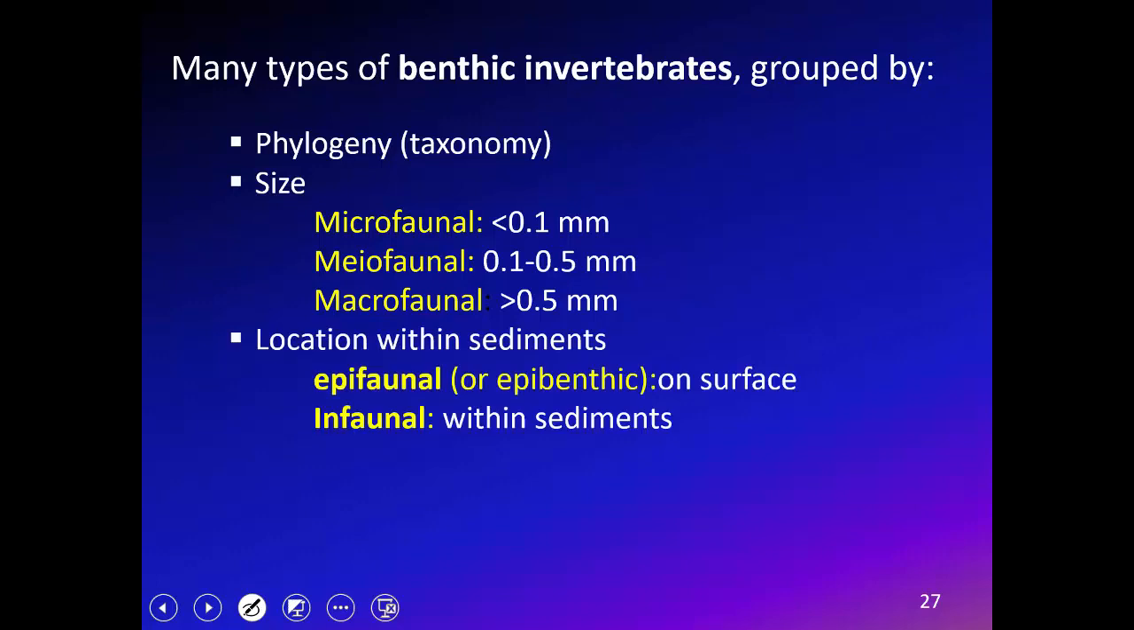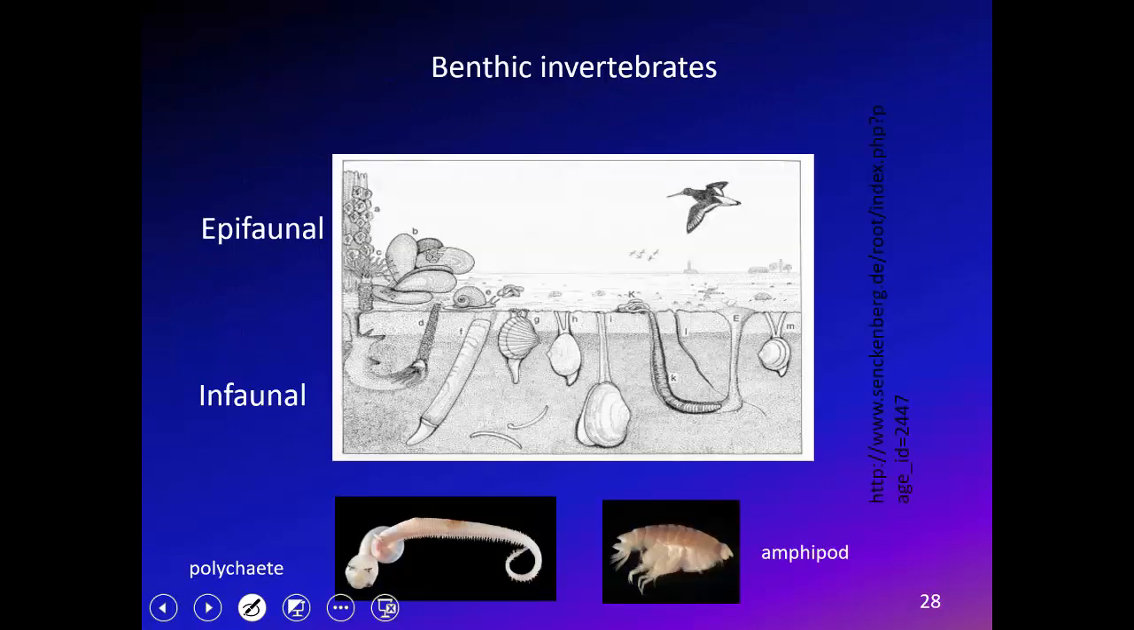Another way to divide up these invertebrates is by where they live. The two words you need to know are epifaunal or epibenthic, which means on the surface, and infaunal, which means in the sediments. Not that hard to picture. Basically, a lot of organisms are just living on top of the surface. Here's a gastropod and various bivalves. And then, perhaps a bit more surprising, are these infaunal organisms that live within the sediments, and that would include things like the polychaete here, or again, the amphipod, that shrimp-like crustacean that I asked you to remember.